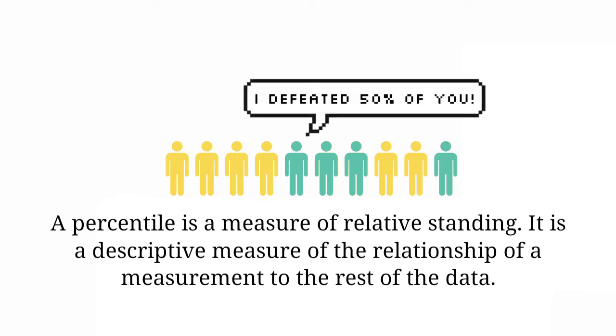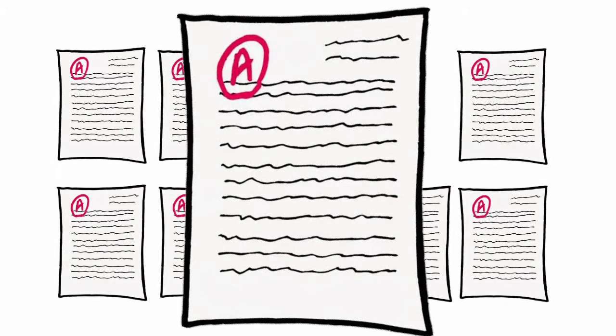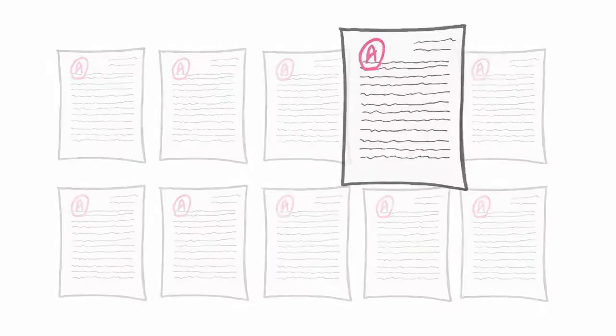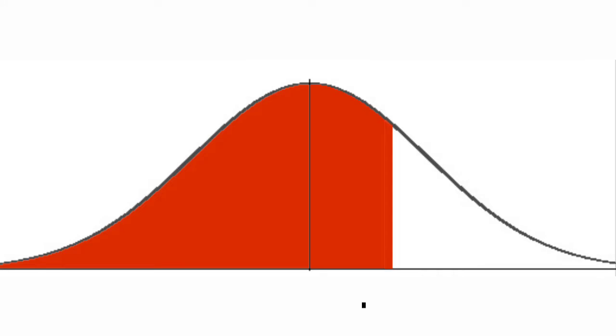It is a descriptive measure of the relationship of a measurement to the rest of the data. In statistics, a percentile is a term used to express how a score compares to other scores in the same set. It is typically defined as the percentage of values that fall below a particular point in the distribution.